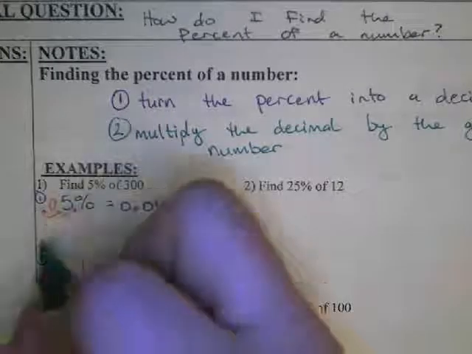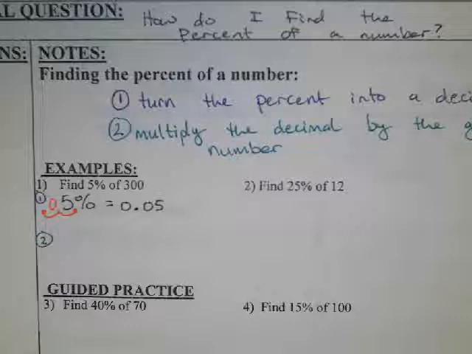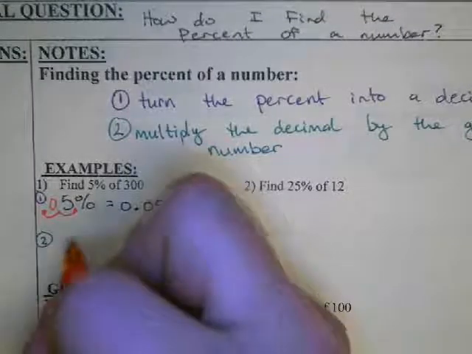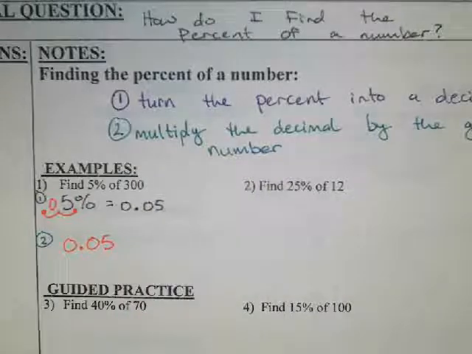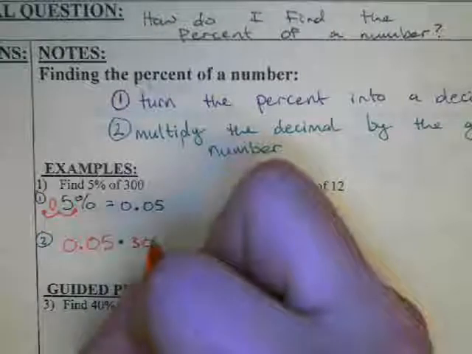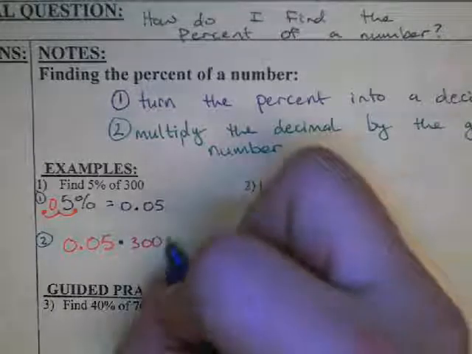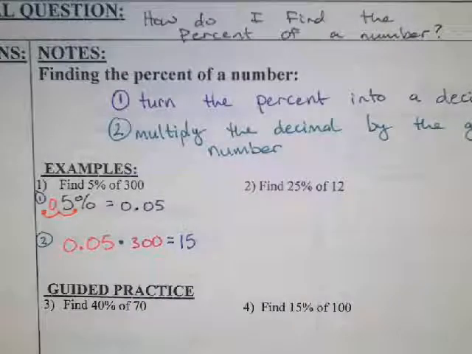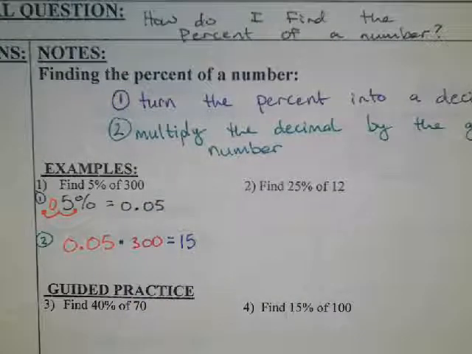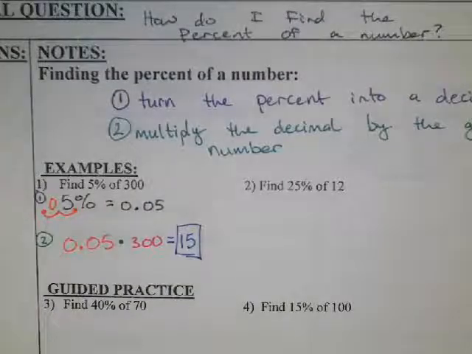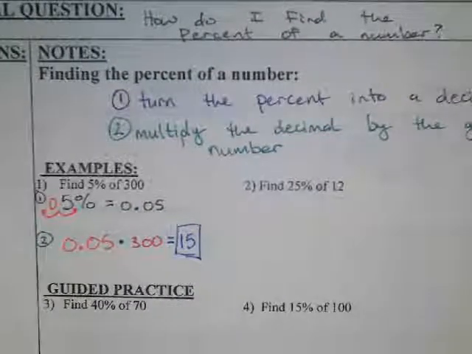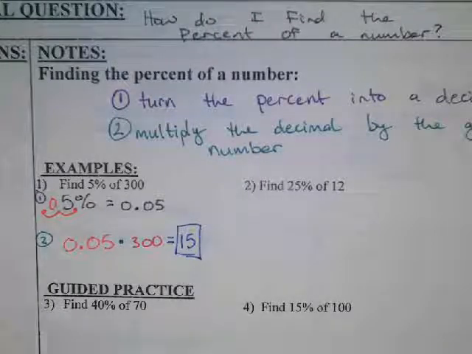Now step 2 will be we multiply the decimal that we got, 0.05, by 300. We can use a calculator to help us speed up this process, and when we do that, we will get 15. And that's our answer. So the process is pretty straightforward. We take that percentage, turn it into a decimal, then multiply it by the given number.